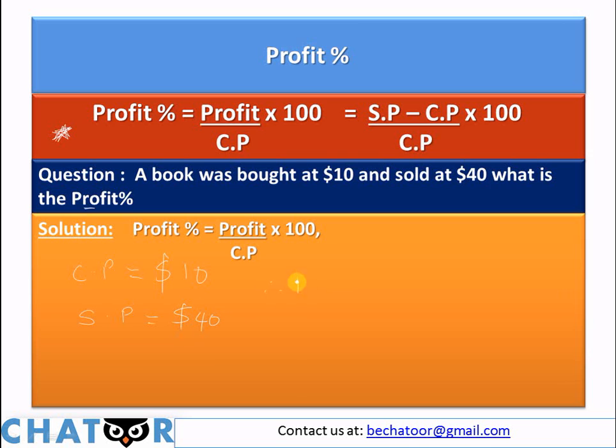Therefore, profit percent is equal to 40 minus 10 upon 10 into 100. So 10 cancels 100 by 10, and 40 minus 10 is 30 into 10, which gives us a 300% profit.